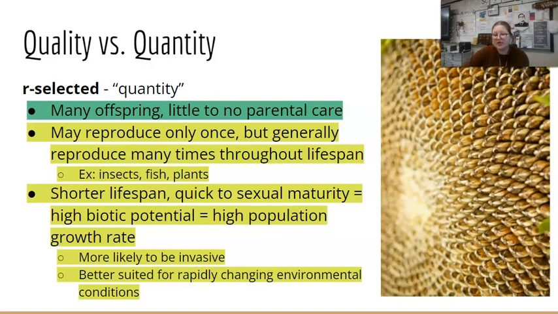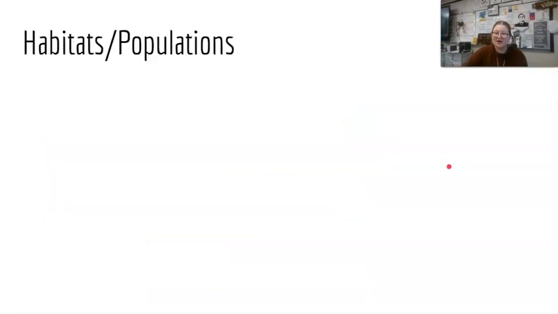This picture right here is of a sunflower. These are all sunflower seeds. This is one flower with hundreds of seeds. This would be quantity over quality. There's no parental care going into this. It's just a lot of seeds that will turn into little sunflower babies.